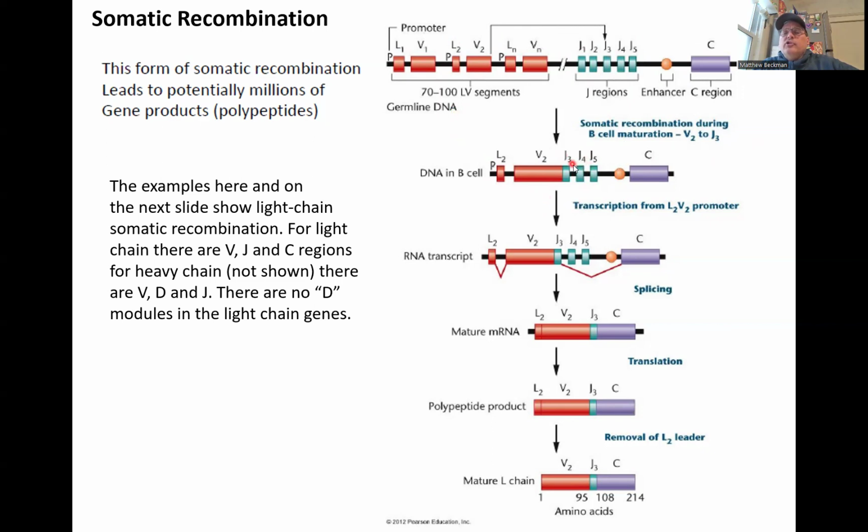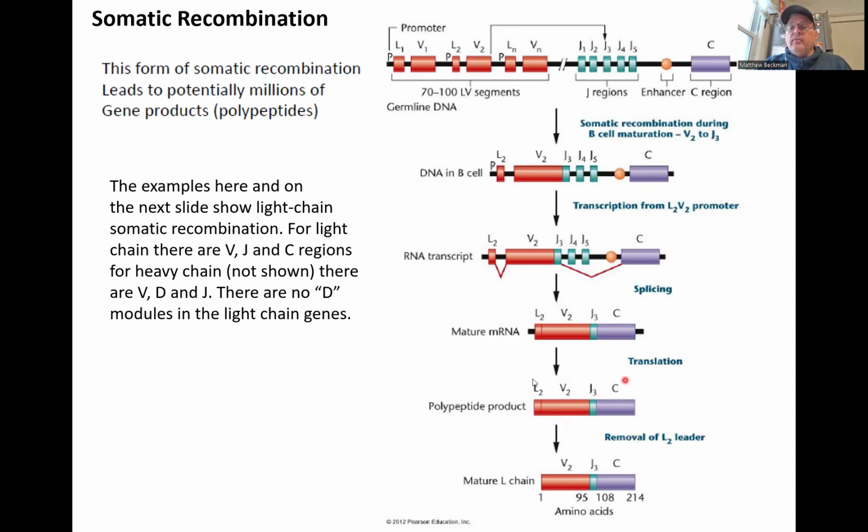And so then it's got a bunch of joining regions and a constant region. So now it's transcribed from the L2 promoter. That's this P here, the L2 region. And once that's transcribed, then some other stuff happens. So the internal sites get spliced between the J3 and the constant region. So now we're down to the L2, V2, J3, and C.